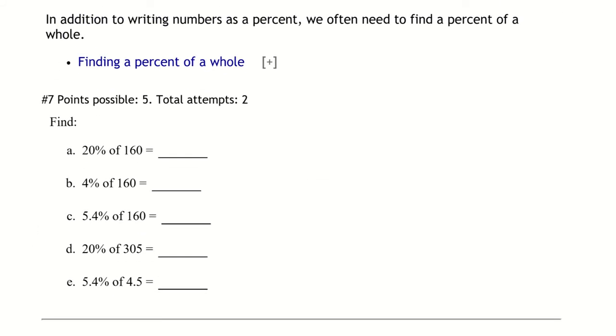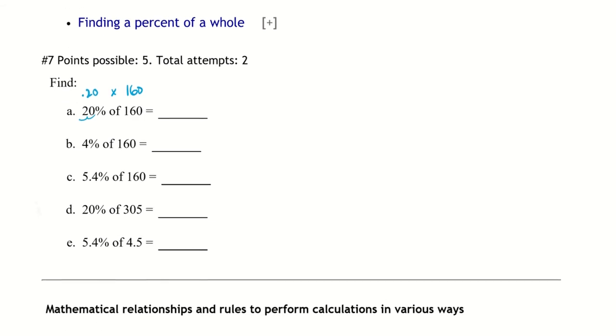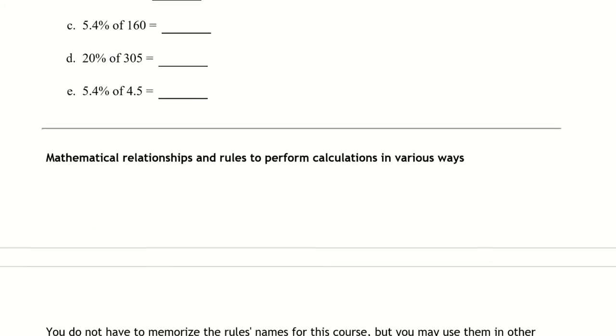Now you might want to watch that video, the Finding a Whole, because it kind of helps you figure out what to do. But basically we're going to change that percent to a decimal, and we saw this with fractions, change it to a multiply, and you would take 0.20 times 160. Right, and these numbers might look different on yours, as they're going to change for different questions.